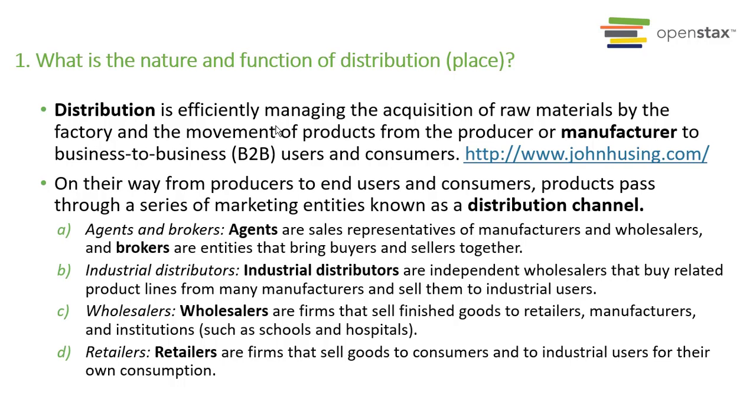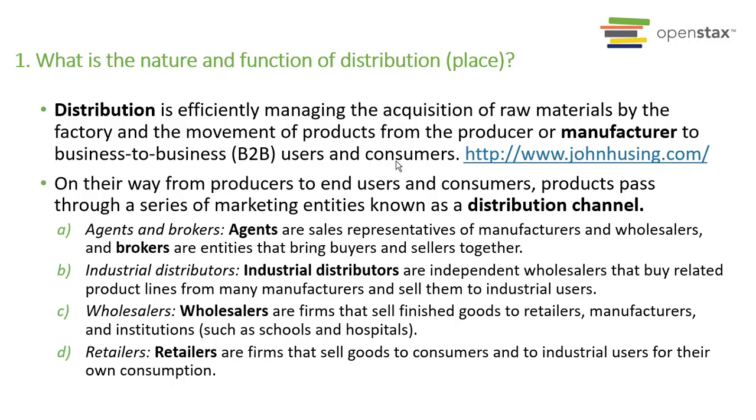And for this, just think about where you get your stuff, right? And what happens behind the scenes. Distribution is efficiently managing the acquisition of raw material by the factory and the movement of product from the producer or manufacturer to business users and consumers. And so that's a mouthful right there, basically to kind of explain how things go from raw material to you.